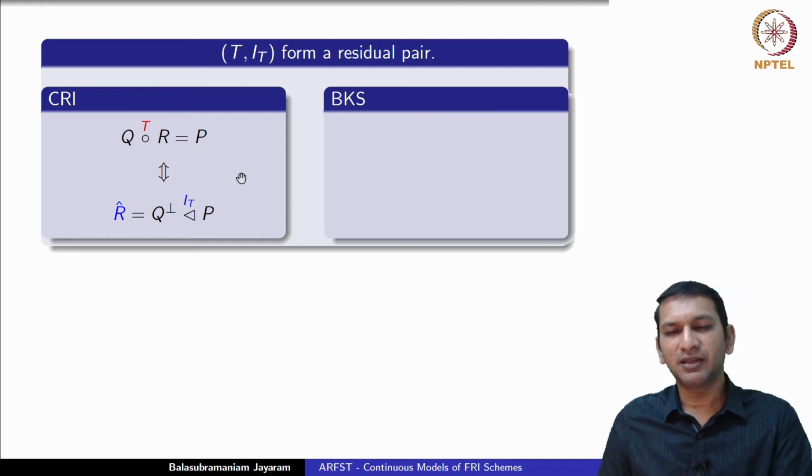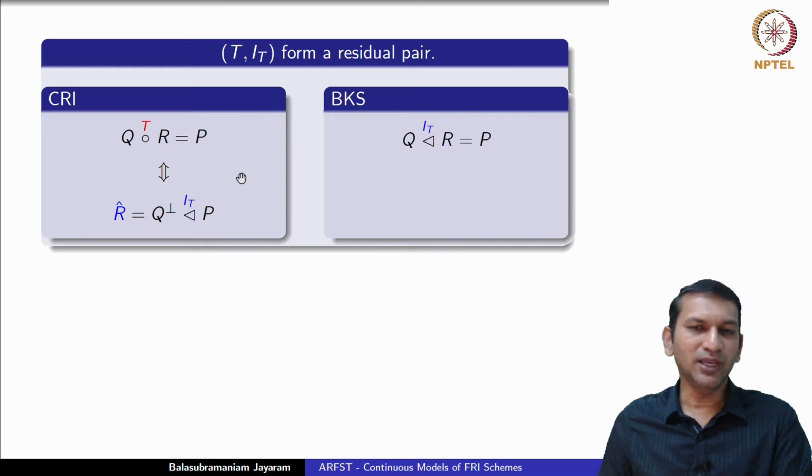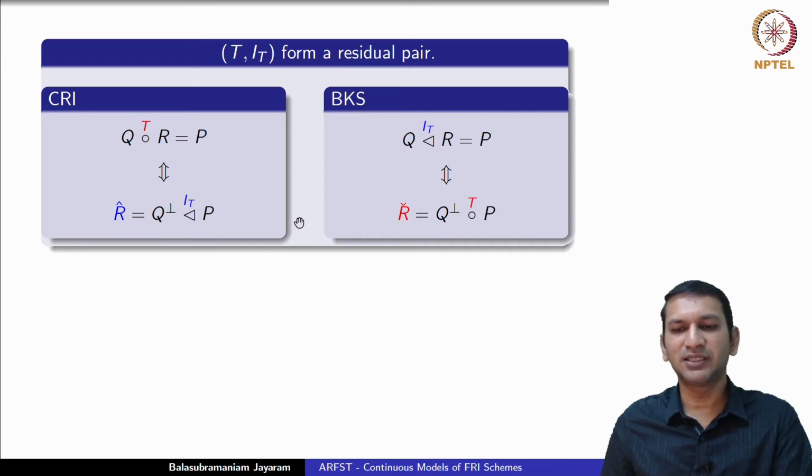Similarly, in the case of BKS, if you are looking at the interpolativity of a BKS inference mechanism, then essentially it boils down to solving this fuzzy relational equation, and we know that it has a solution only if R check, as given like this, is a solution.